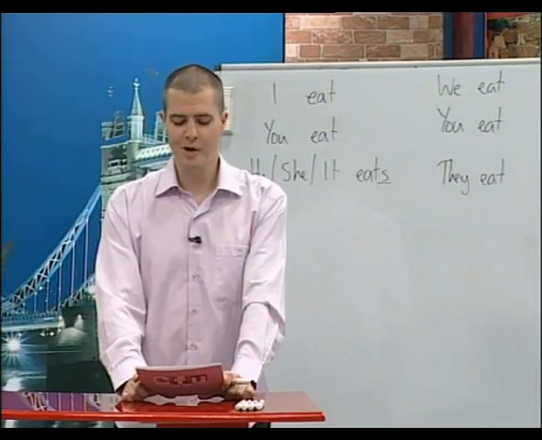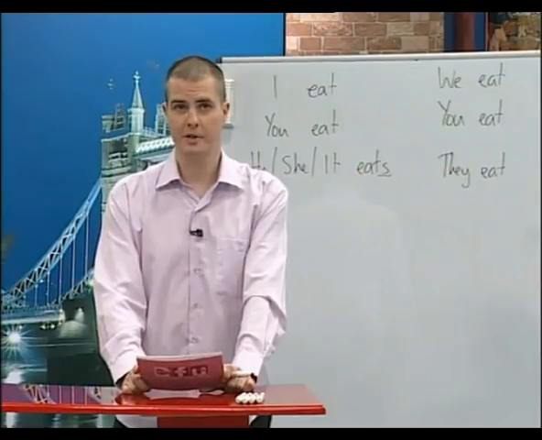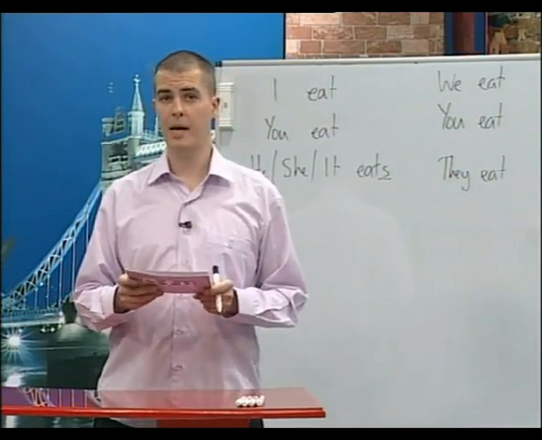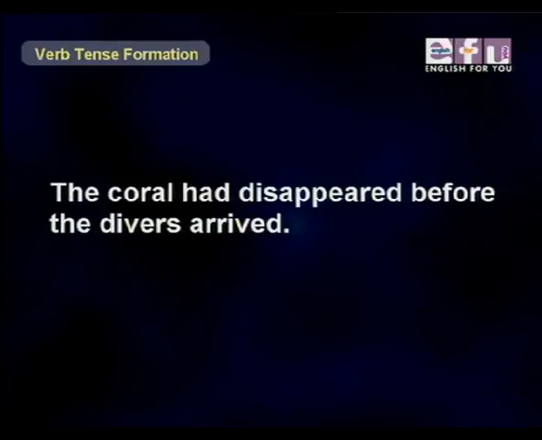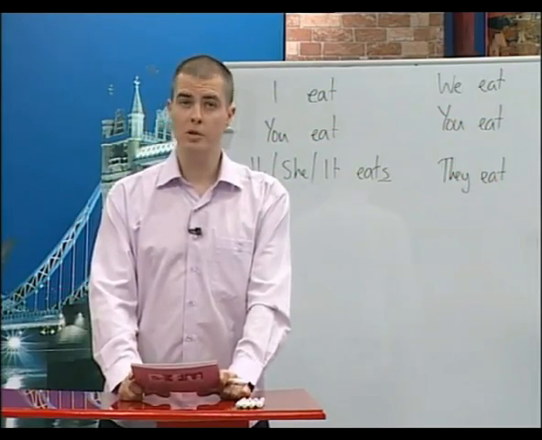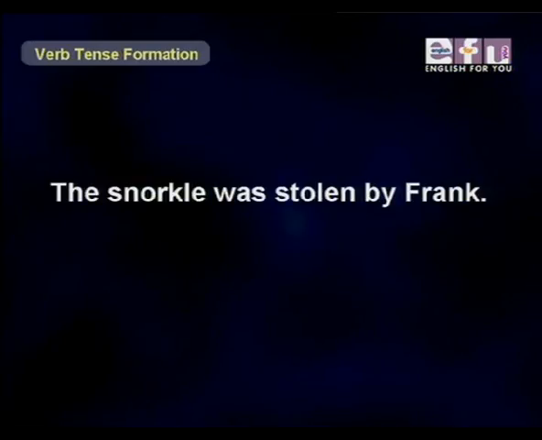To form the present perfect, we use have, has, plus past participle. Here's an example. We have dove here before. To form the past perfect, we use had plus past participle. The coral had disappeared before the divers arrived. To form the passive, we use is or was or were plus the past participle. An example, the snorkel was stolen by Frank.